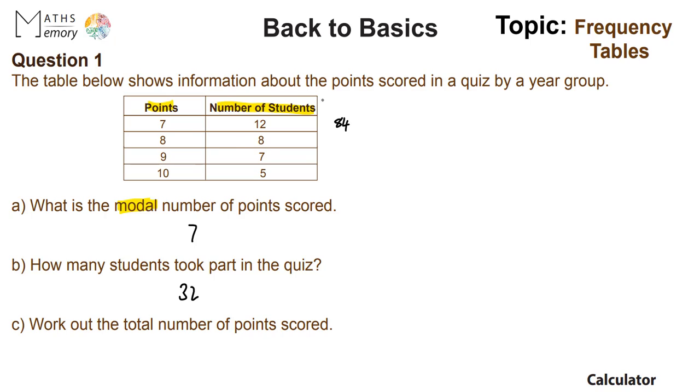We'll call this column total if you want to. How many were scored by 8 altogether? 8 pupils, 64. How many points were scored by these 7 students? 9 times 7, 63. And how many were scored in total by these 5 students over here? 10 times 5, 50. So what do we do? The total of all of these we add up together. On the calculator, it is going to be 261. So 261 points was the total number of points scored by all 32 pupils. Okay, so that's how you do parts A, B and C. This sets you up nicely for our core questions to come.